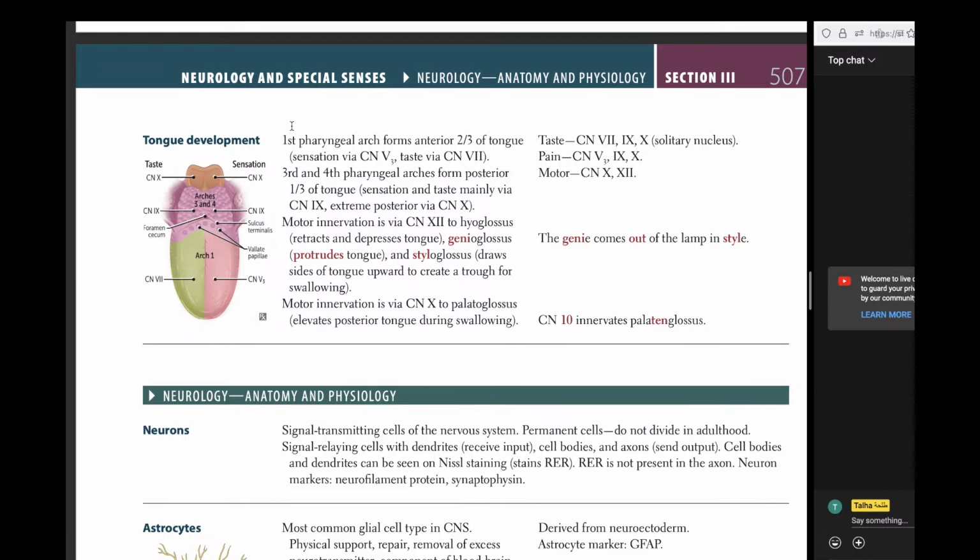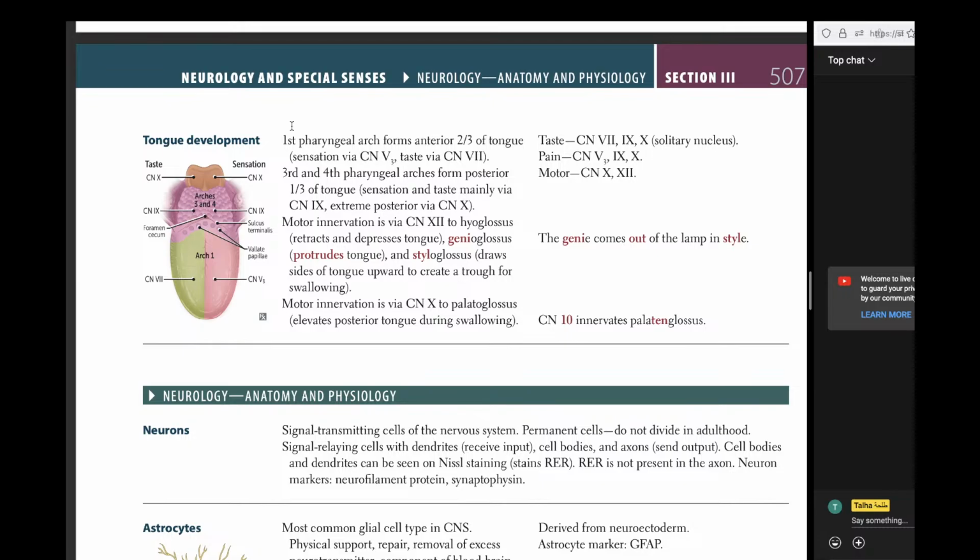Motor innervation is via cranial nerve 12 to hyoglossus, which retracts and depresses the tongue. Genioglossus protrudes the tongue, and styloglossus draws the sides of the tongue upward to create a trough for swallowing. So the genie comes out of the lamp in style. Genioglossus comes out, it protrudes the tongue, in style, and style is styloglossus.